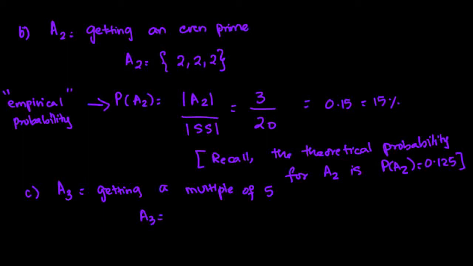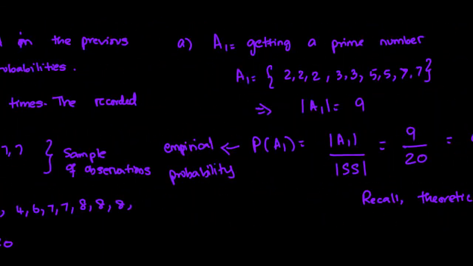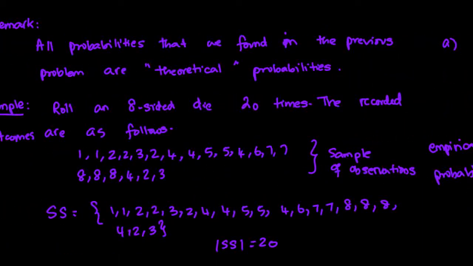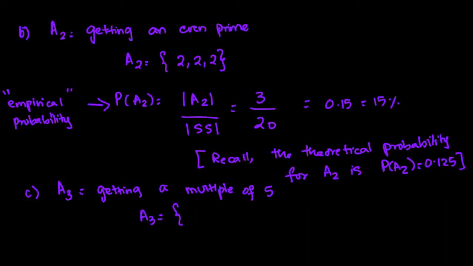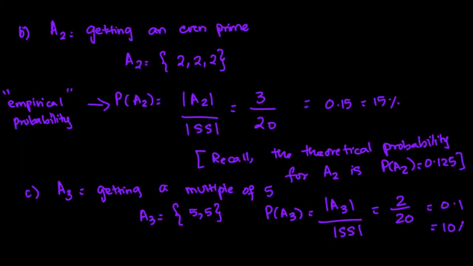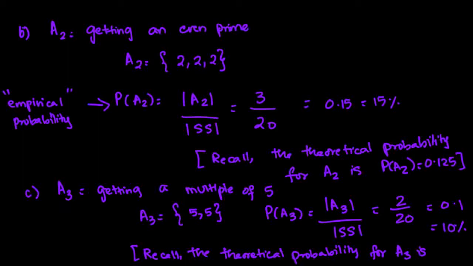So, according to our sample, getting a multiple of 5, how many times did I get a 5? Well, I got a 5 two times in a row. Two fives there. So I'm going to go ahead and write that set, which is a subset of my sample space, 5 and 5. Now, the probability of A3 would be the cardinality of A3 divided by the cardinality of the sample space for this particular problem. So it is 2 out of 20, you'd get 0.1, which is 10%. So, once again, recall the theoretical probability for A3 is 0.125.